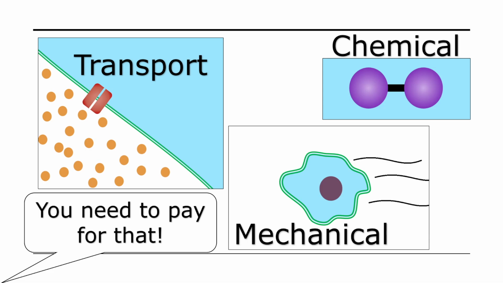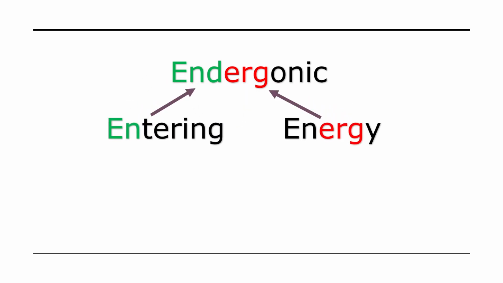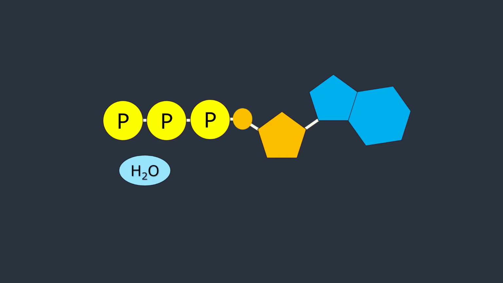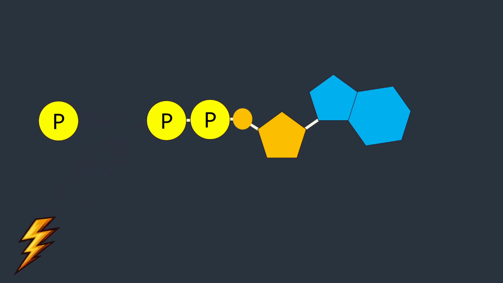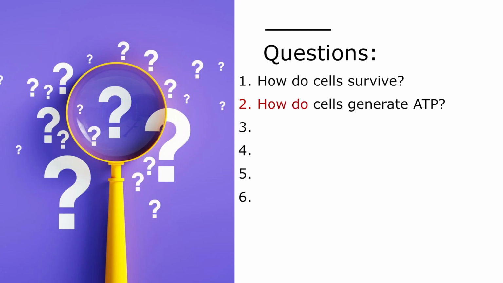If a process requires energy, we call it endergonic. Endo means entering, erg means work, and is the same erg as seen in the word energy. In living cells, that energy most often comes from hydrolyzing ATP, which releases the free energy needed to power these reactions. Question 2. How then do cells generate ATP?